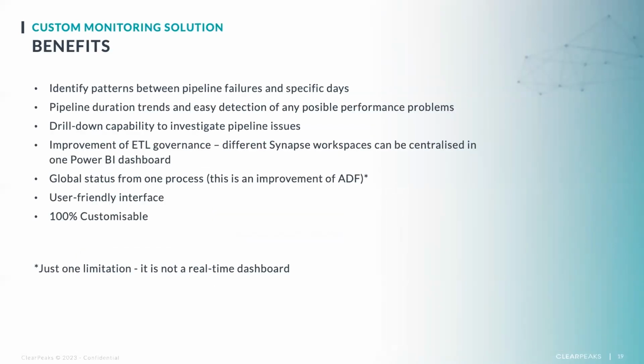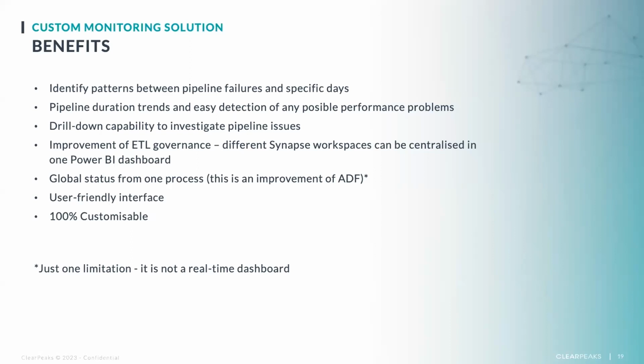So, which are the benefits of our solution? We have many. You can find patterns between pipeline failures and specific days using a calendar. This calendar, you will see, is very visual to find patterns of this type. You can find pipeline duration trends, and it is easy to detect any possible performance problems. Our solution has the drill down capability to investigate pipeline issues from hierarchical pipelines.